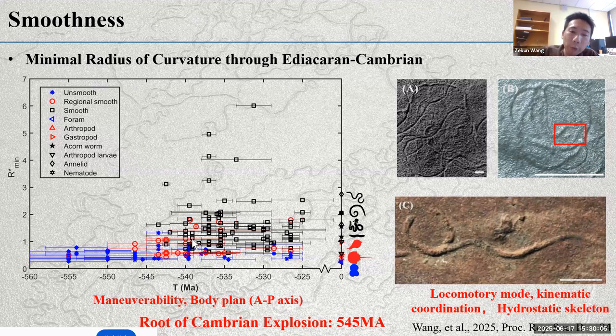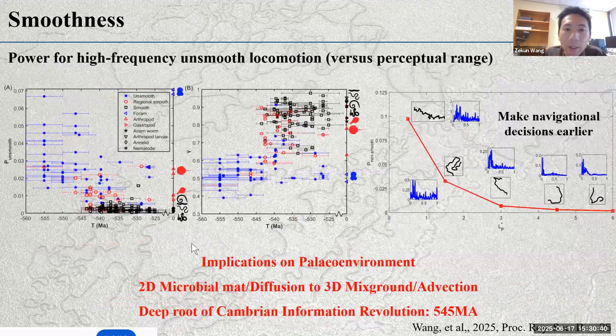Almost at the same time, purely smooth trajectories appeared, like these Cochlichnus. Well, some people don't think they are Cochlichnus because there is a loop, but in any case, they are smooth trajectories, and they are probably left by some slender worms using undulation for propulsion. And these organisms should also have an evident anterior-posterior axis with musculatures and kinematic coordination of the muscles. They should also have, of course, hydrostatic skeletons. So these are the deep roots of the Cambrian explosion, right?